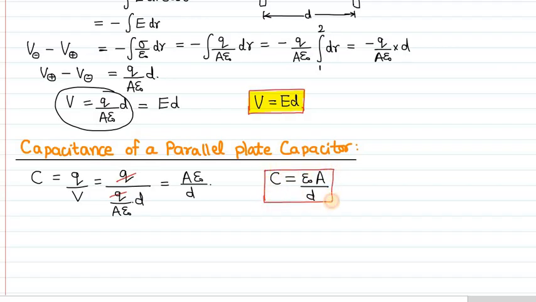Now, if you look at this formula, a very special thing can be concluded: the capacitance of a parallel plate capacitor does not depend on the charge stored in it, because the charge got cancelled during the derivation. It depends only on three things. One is epsilon naught, which is permittivity of the medium. A is the area of the plates and d is the distance between the two plates. So capacitance depends only on the geometrical factors.